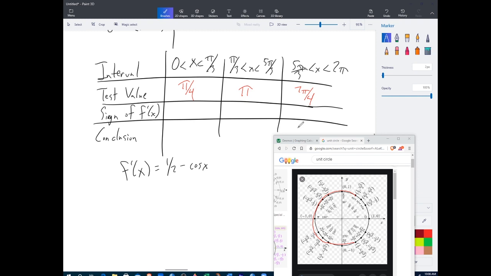Alright, so when we find our sine, we're going to plug these values into our derivative and see, do we get a positive or negative out? So 1/2 minus the cosine of pi over 4.